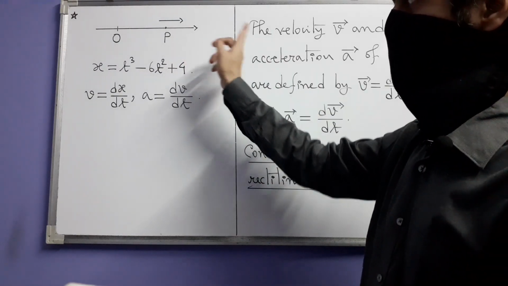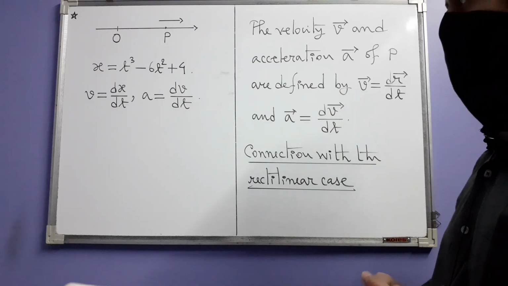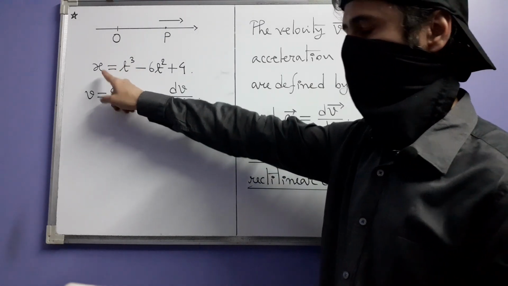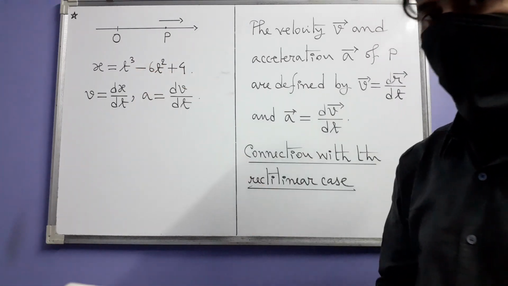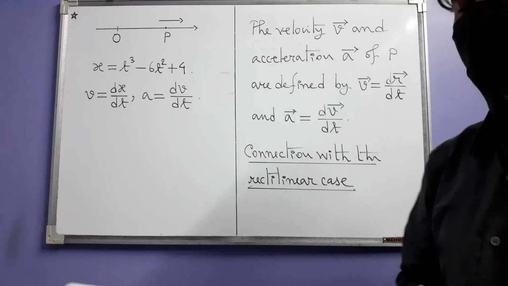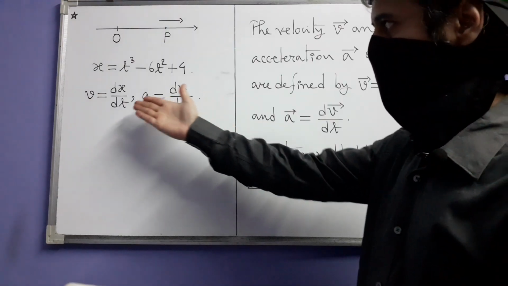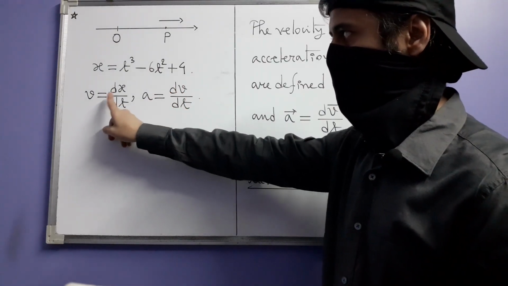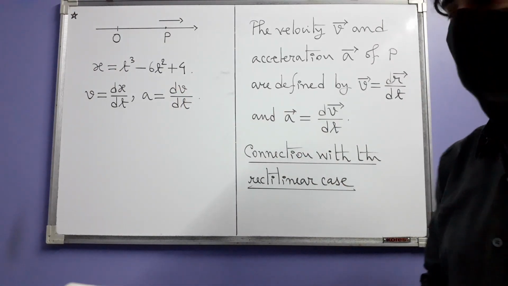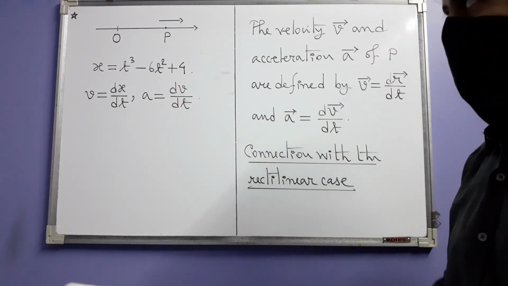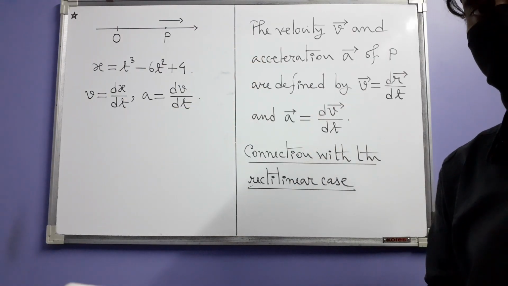So P is the particle which is moving in whatever manner it's moving. In fact, we saw one example also where the position of P, or the displacement of P from O, was given to be this, where t is time. x is given as a function of time. And according to our definitions of velocity and acceleration, v is the time derivative of x and acceleration is the time derivative of v. That's just it. But how are these linked to the general definition?